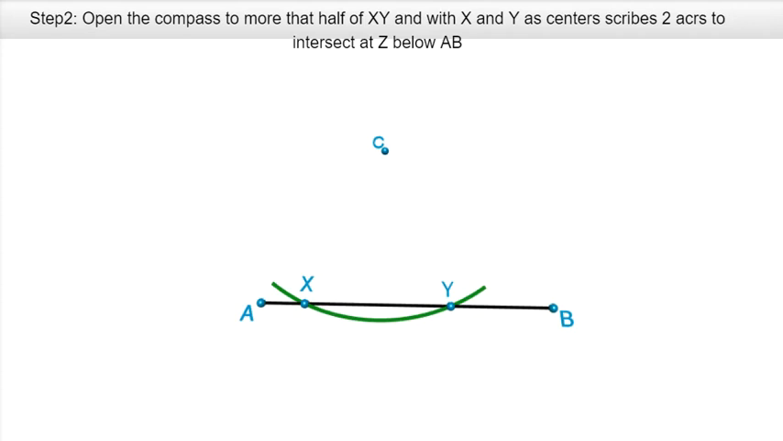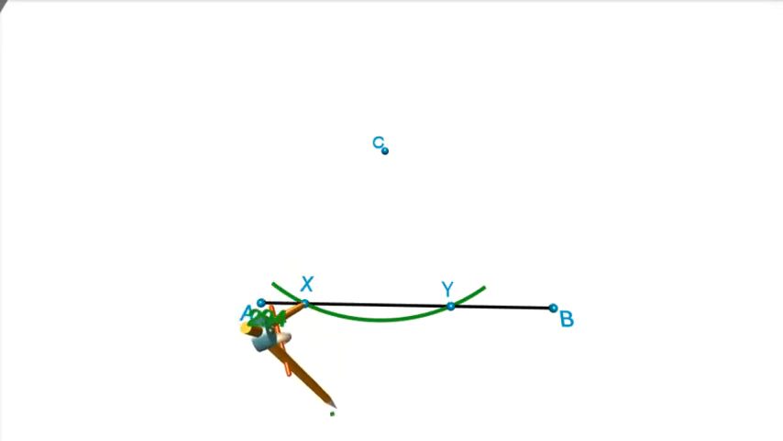Step 2, I'm going to open the compass to more than half the length of XY, and with X and Y as centers, I'm going to scribe 2 arcs to intersect at a point below the line AB. So with X as center, I scribe the arc. Then I move the metal tip over to Y and scribe a second arc. Where the 2 arcs intersect, I'm going to call that point Z.